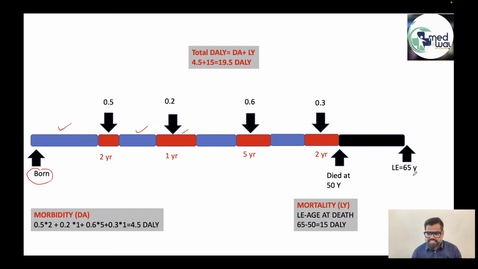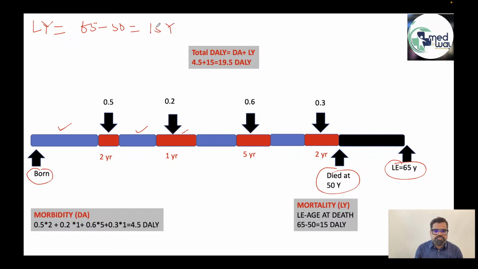It goes on. In this example, the person was expected to live till 65 years, but the person died at 50 years. So if I ask you LY, life years lost due to premature death, simple, what will you do? 65 minus 50, which is 15 years. So you lost 15 years due to premature death, right? Okay, so this is the mortality component, the LY component. What is disability adjusted? I will take all these red bars, where the person was morbid, disabled. As I just discussed, you have to multiply disability weight into duration of illness.